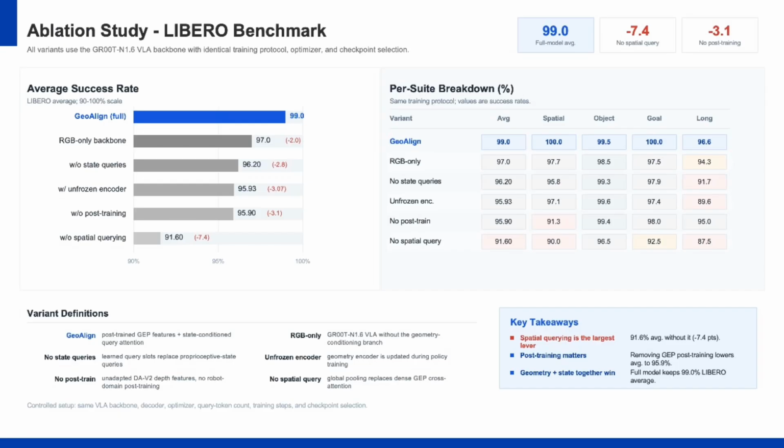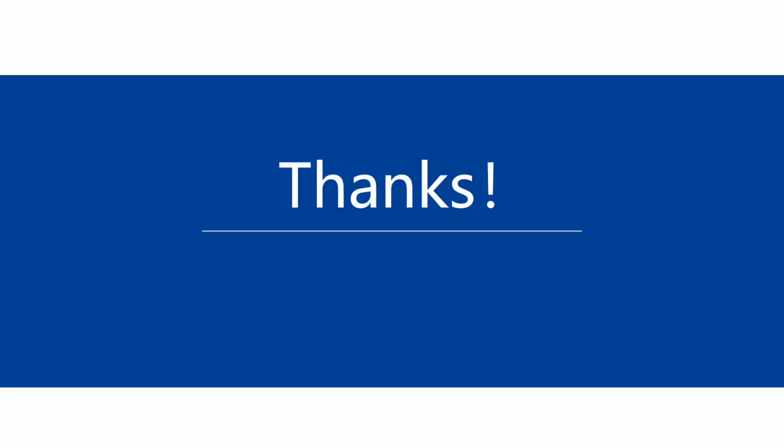The Libero ablation isolates where the gains come from. All variants share the same VLA backbone, decoder, training protocol, and checkpoint selection. Removing geometry post-training, replacing spatial querying with global pooling, or replacing state queries with learned queries all reduces performance. This shows that both RGB-derived geometry features and state-guided selection are important. Overall, GeoAlign adds state-guided geometry tokens to make VLA action decoding more spatially grounded.